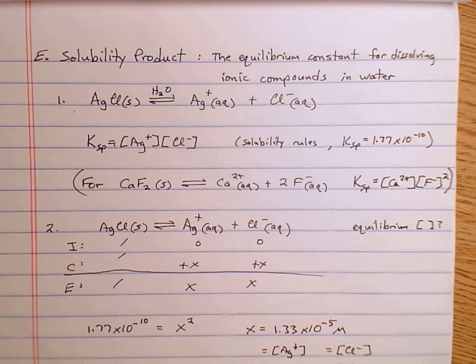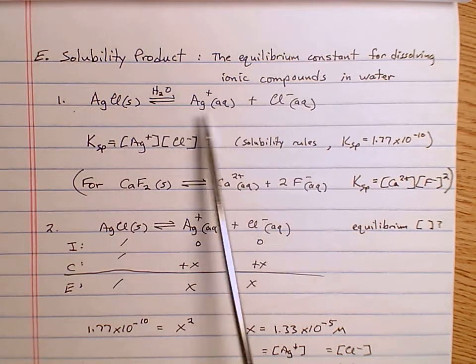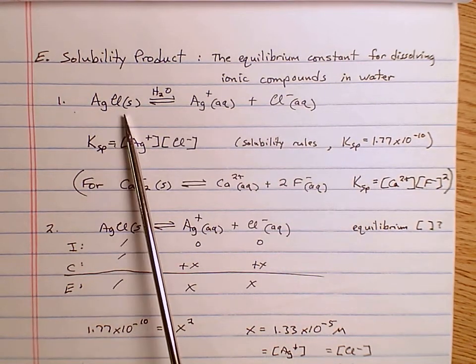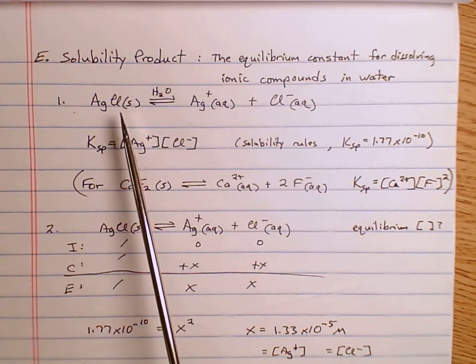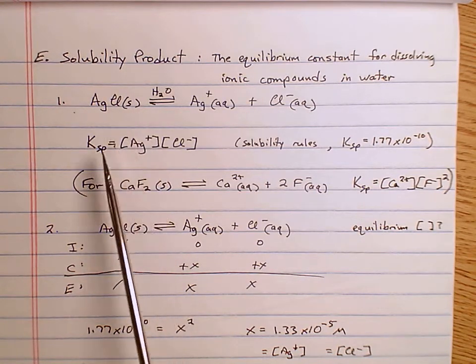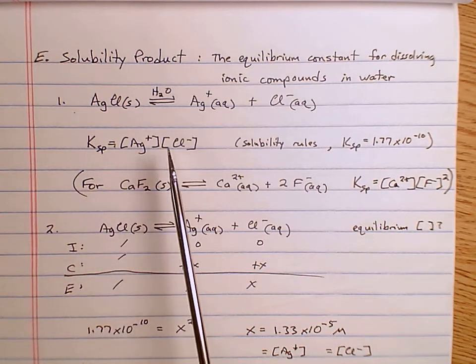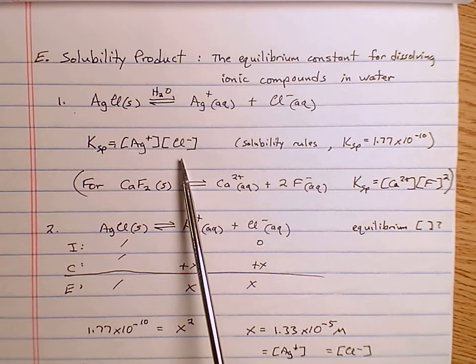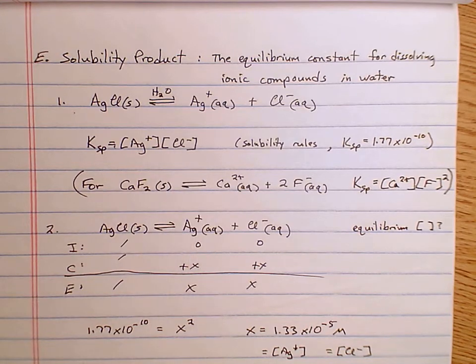So the solubility product is merely the equilibrium constant for dissolving a solid into its ions in water. And since our reactant is only going to be the solid, that's all we will ever have on the reactant side, the solids. It will never be in the expression. The Ksp expression is always just the concentration of the two ions to their stoichiometric power. That's why they call it the solubility product, because it's the concentration of the cation times the concentration of the anion, the product of those two.